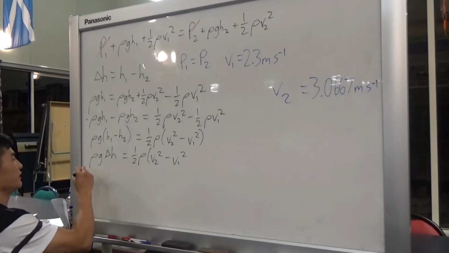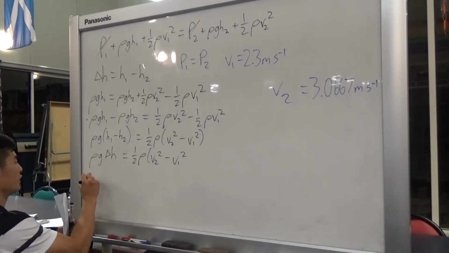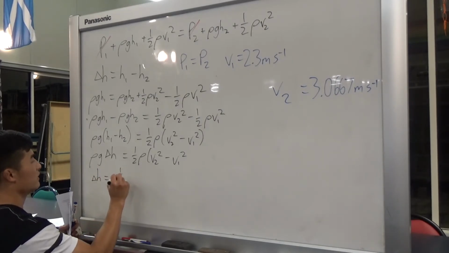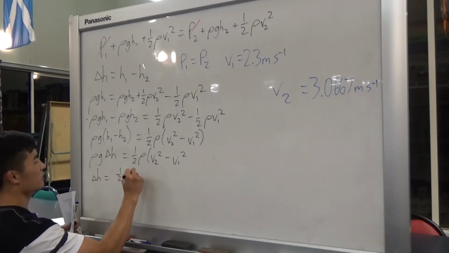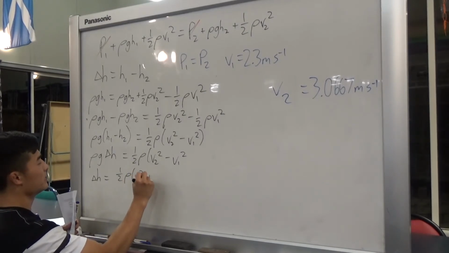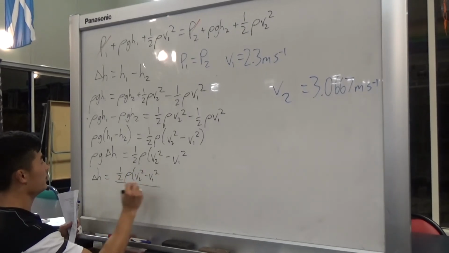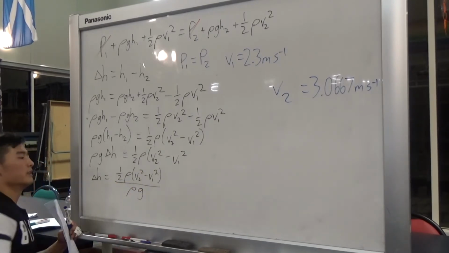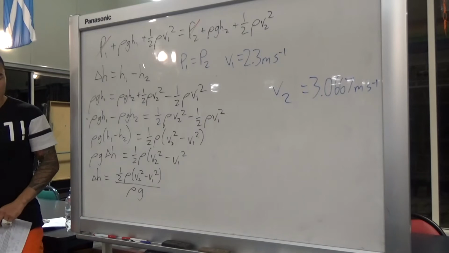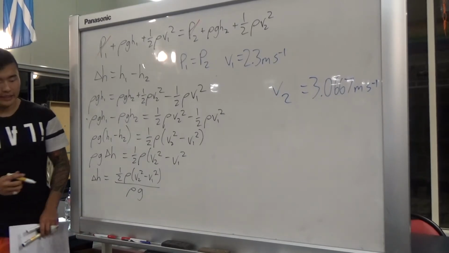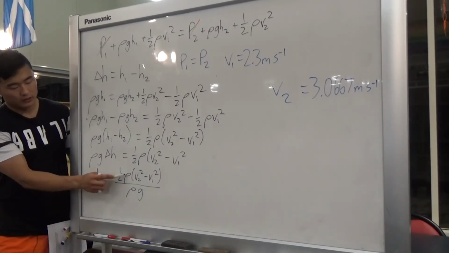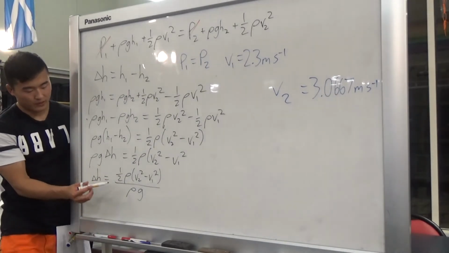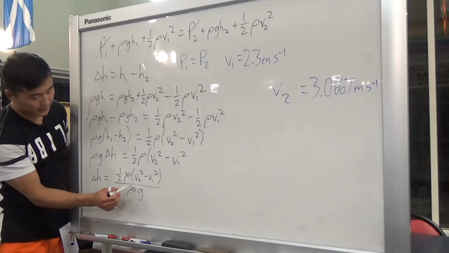And then we're going to divide both sides by rho g. So delta H is equal to half rho, V2 squared minus V1 squared, over rho g. Okay. Then you've got density on the top and density on the bottom, which is the same. So that's a common factor. They're going to cancel out.